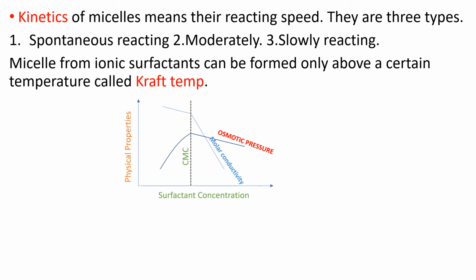This slide shows kinetics of micelles. Kinetics of micelles means the reacting speed. There are three types: spontaneous reacting, moderately reacting, and the third one is slow reacting. Micelles from ionic surfactants can be formed only above a certain temperature, that is called the Krafft temperature. So after a particular temperature, micelles from ionic surfactants can be formed. That temperature is called the Krafft temperature.